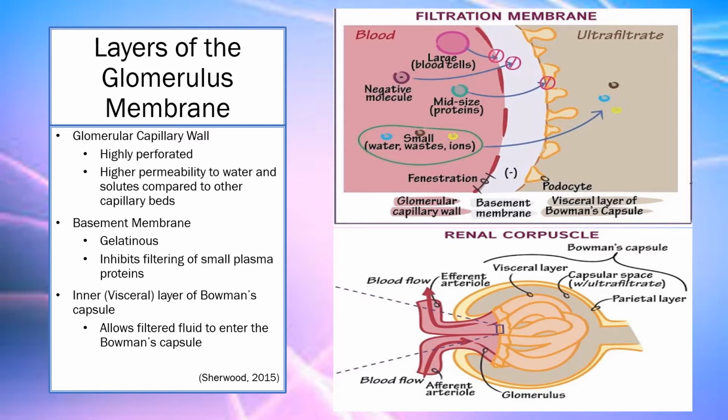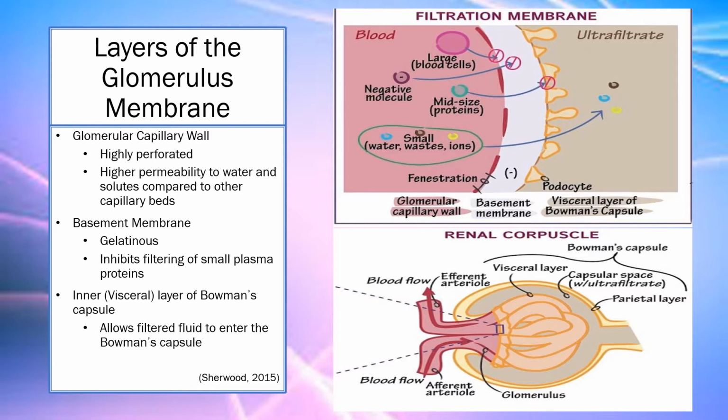These are the glomerular capillary wall, the basement membrane, and the inner layer of the Bowman's capsule. The glomerular capillary wall is a highly perforated single layer of flattened endothelial cells. These perforations allow for an extremely increased permeability to water and other solutes compared to other capillary beds in the body. The basement membrane is a gelatinous layer that is made up of collagen and glycoproteins. It is found in between the glomerulus and the Bowman's capsule.